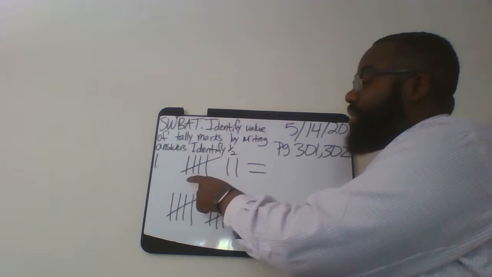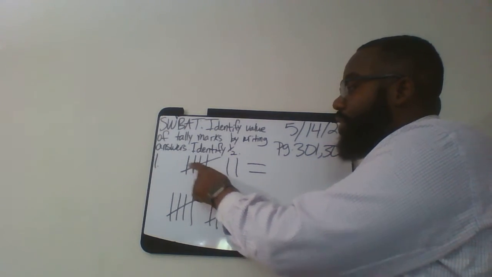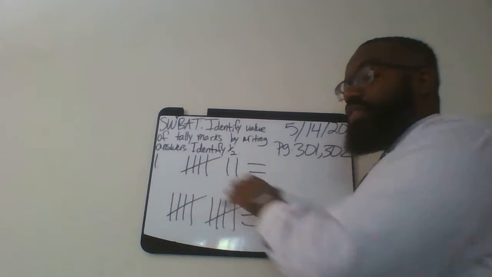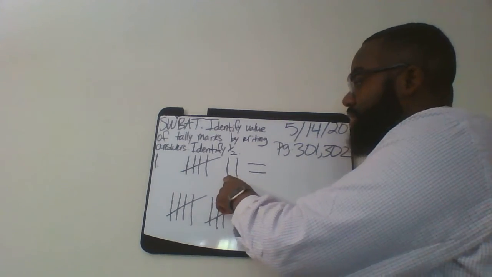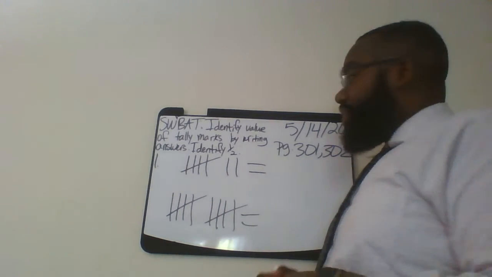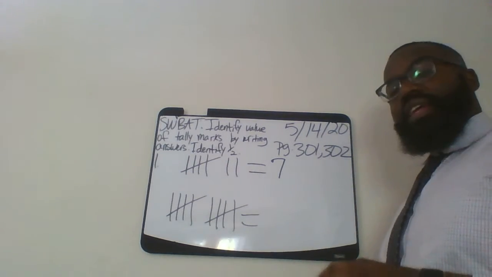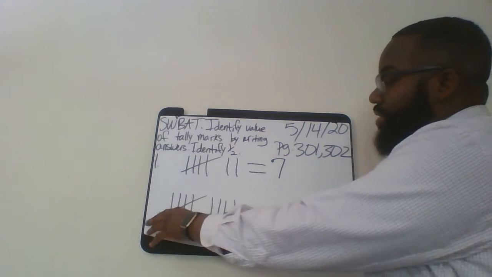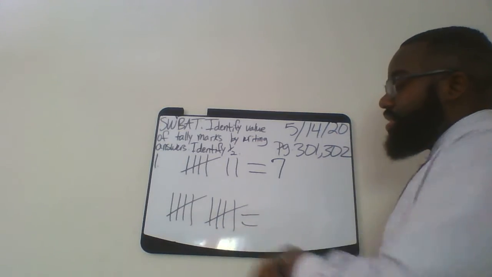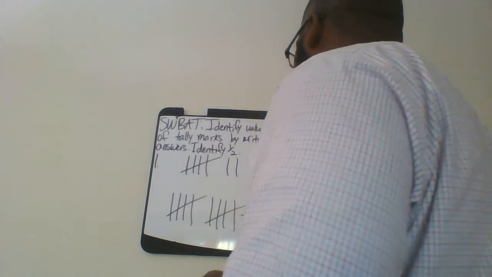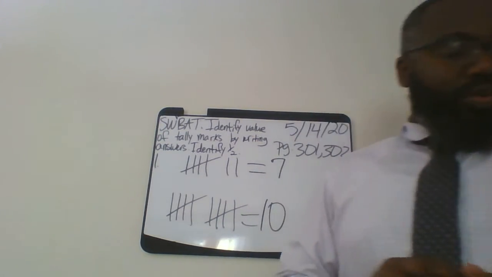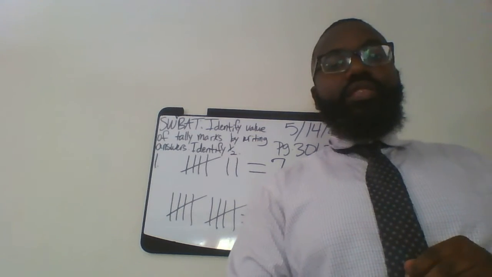Now, as we know, 1, 2, 3, 4, 5. That's 5. 6, 7. That is 7. Now, let's go over this one. How many is the second one? As we know, this is 5, and this is another 5. That's 10. So that is 10. So when you're looking at number one, that's how you solve those problems.